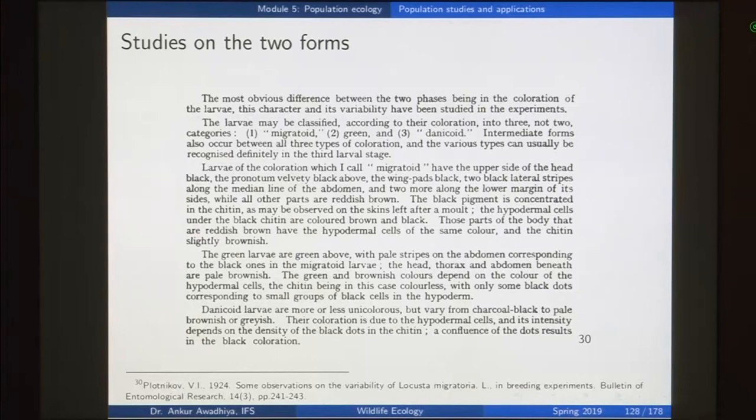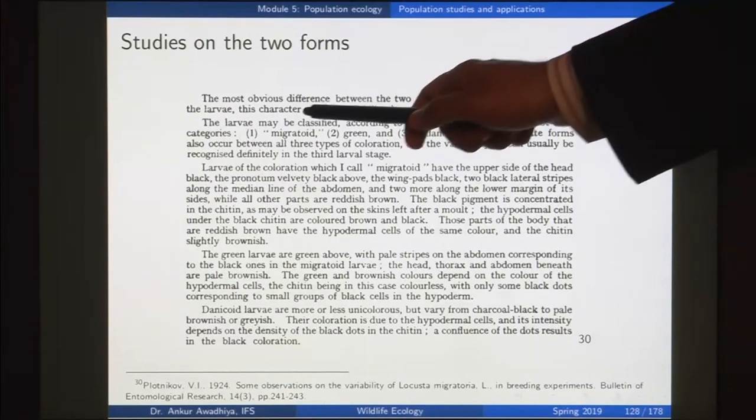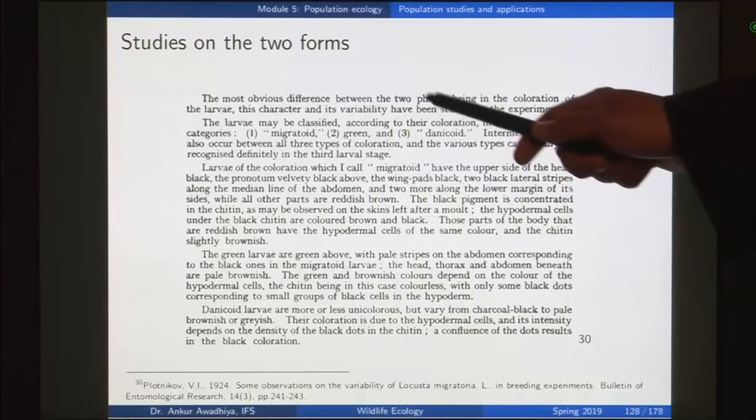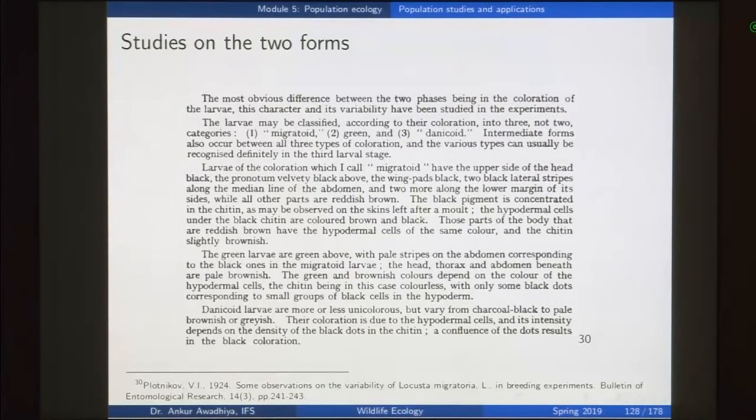This is an extract from his paper. And he writes, the most obvious difference between the two phases being in the coloration of the larvae, this character and its variability have been studied in the experiments. The larvae may be classified according to their coloration into three and not two categories. First is the migratoid category, the second is green, and third is dinicoid. Migratoid is something that is related to the migratory form, dinicoid is something that is related to the danic form, and there is this third variety which is green.